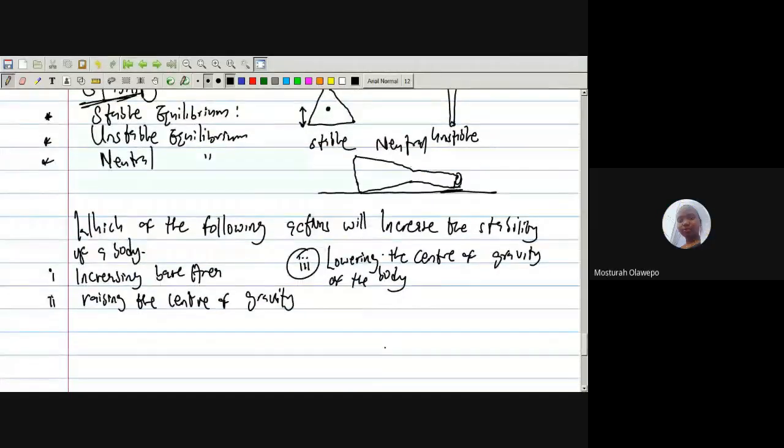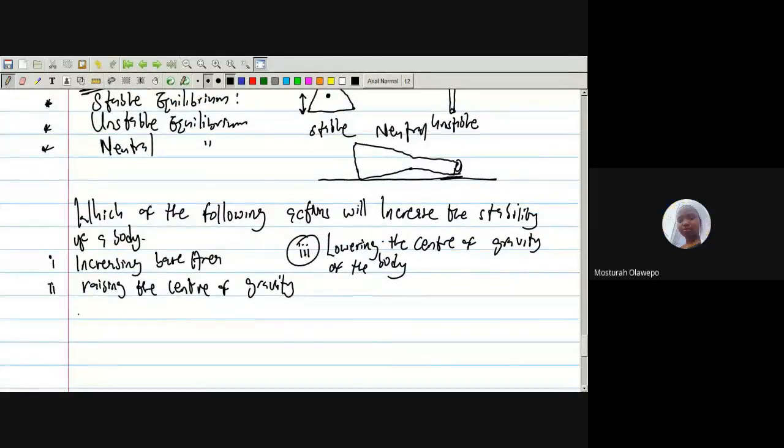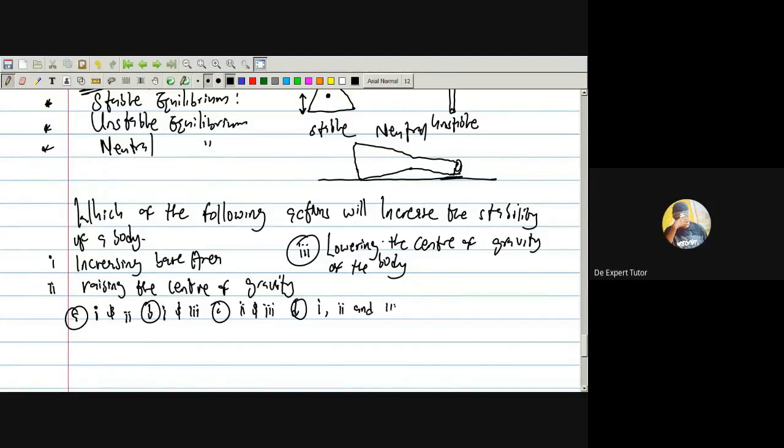So look at the question. Now, pay attention. Option A, you have I and II. Option B, you have I and III. Option C, you have II and III. Option D, you have all of the above. Which of the following actions will increase the stability of the body: increasing the base area, raising the center of gravity, lowering the center of gravity of the body? So what's the answer? A, B, C, or D.